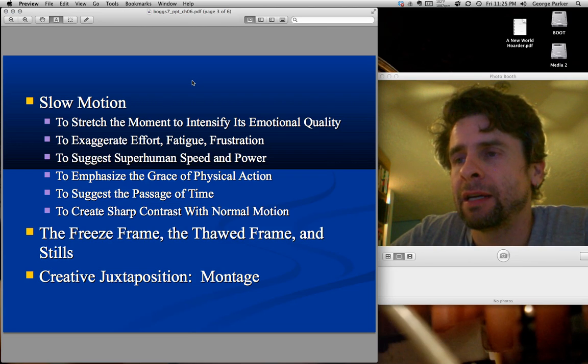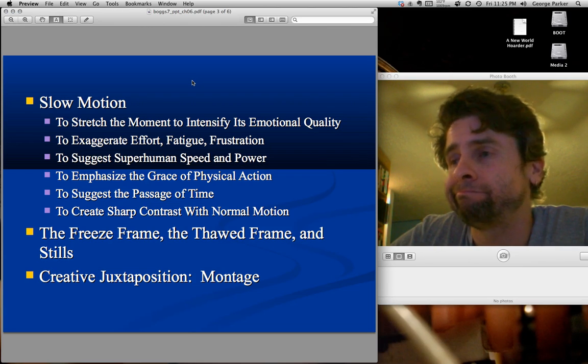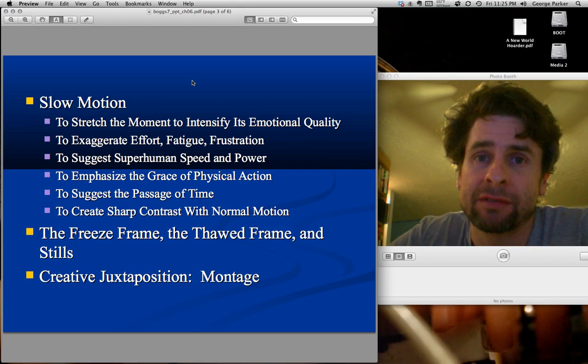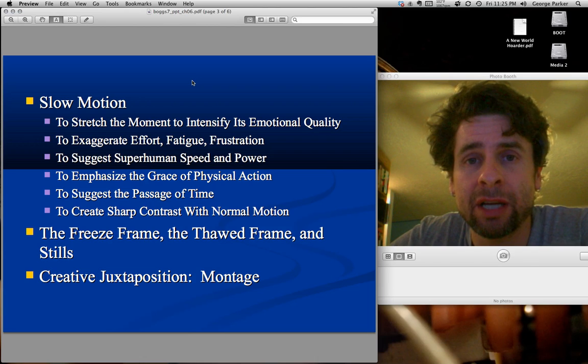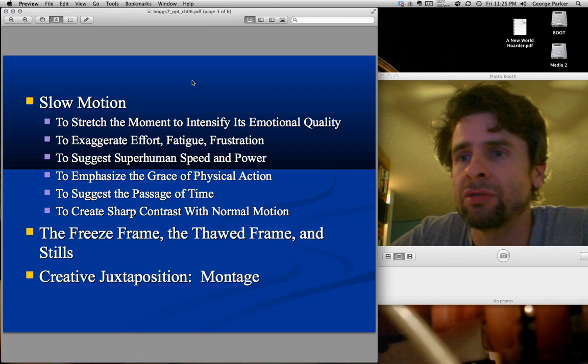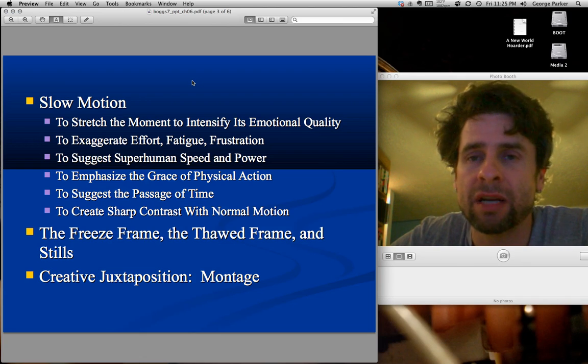It could be, I don't know, it could be a lot of different things. You've got to understand that a montage is a juxtaposition of several different shots and sequences, usually with a continuity of action or objective.